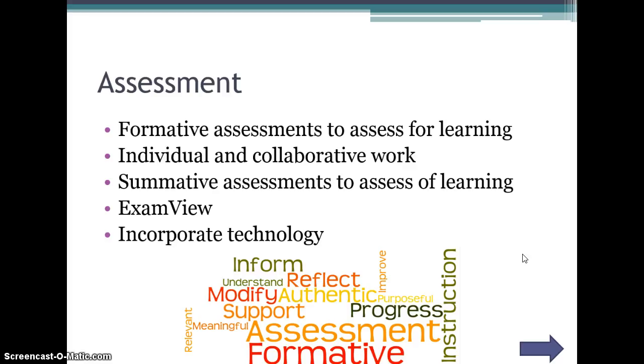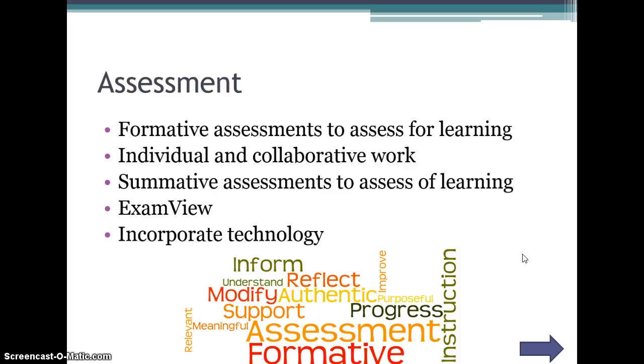ExamView is something that we use to generate tests in this course. ExamView came with the instructional package, and it already has the standards outlined for each question, answer keys, and they can be in forms of multiple choice or even short answer.